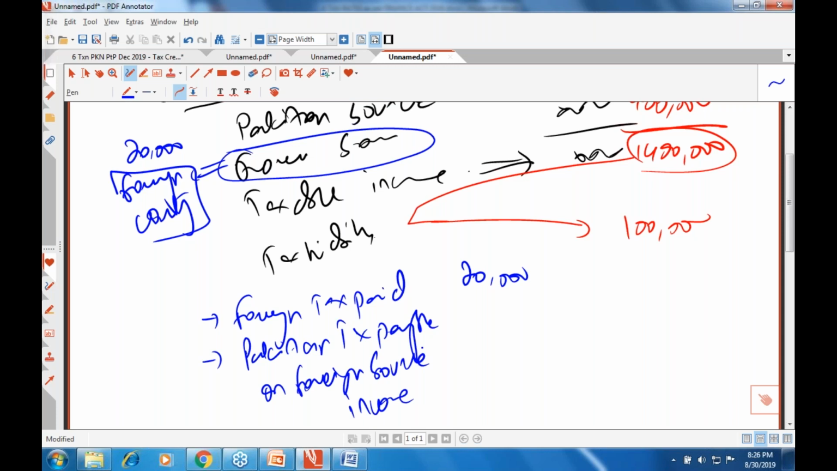Now, what exactly do we mean by Pakistan tax payable on the foreign source income? How exactly do we calculate it? Let's actually try to understand.